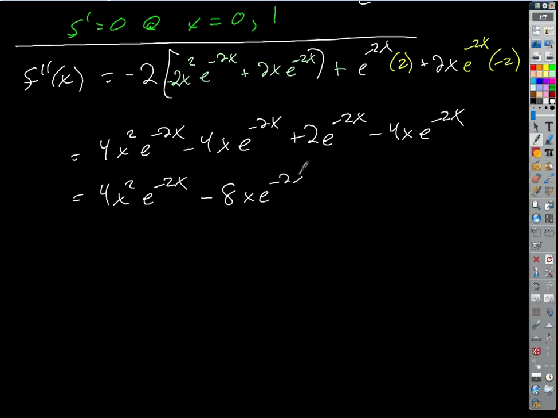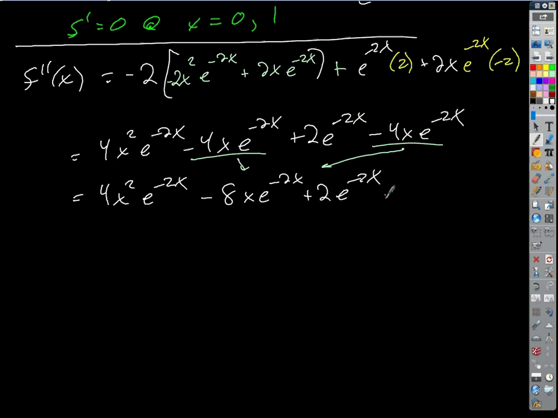So let's draw a little line there. Question? Isn't the first term and the second term going to cancel each other? That's an x squared, that's an x. Oh, okay, I didn't see that square. Never mind. And then we get this plus 2 e to the -2x.